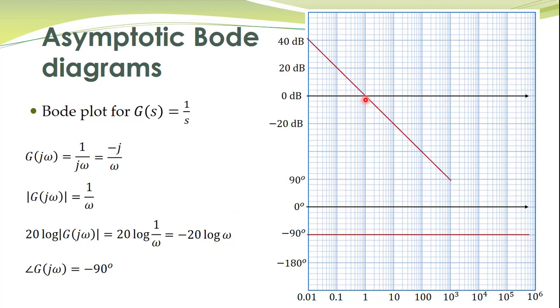And to plot a line, you need information about two things: firstly, the slope of that line, and any point on that line. One point which can be easily determined corresponds to frequency equal to 1. For that particular frequency, what is the magnitude? The magnitude in dBs is equal to 0. So you have information about this point and the slope of the line. You can easily draw that particular line.